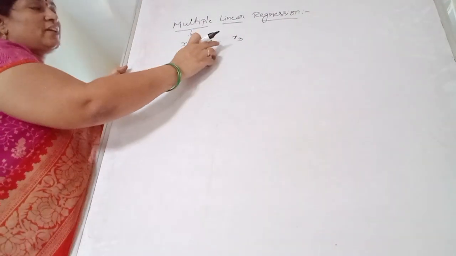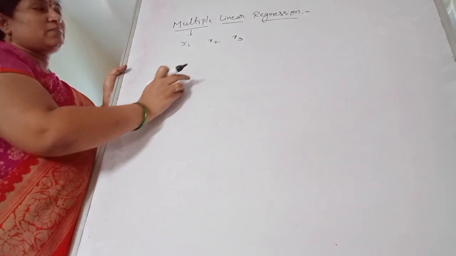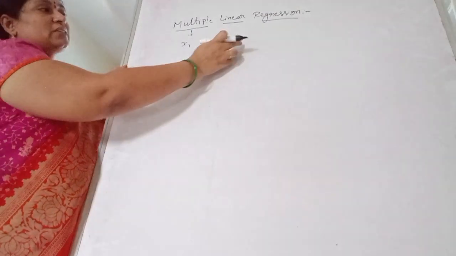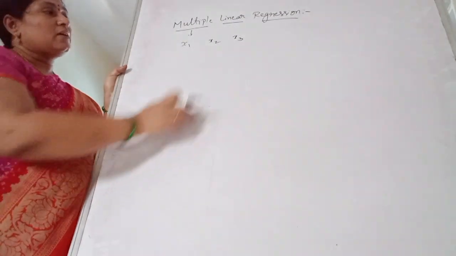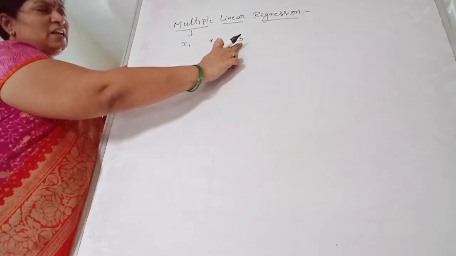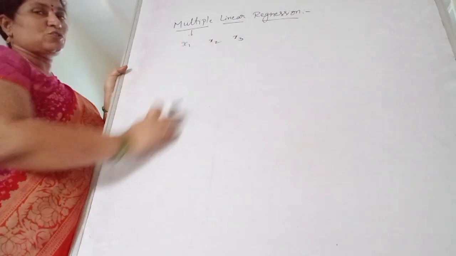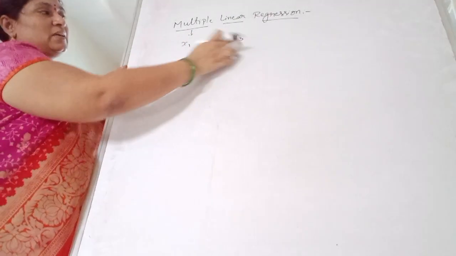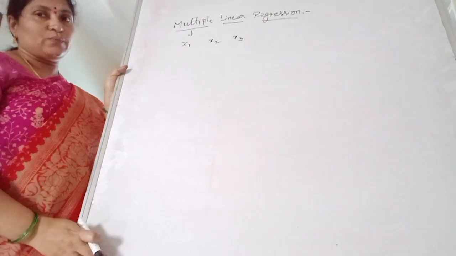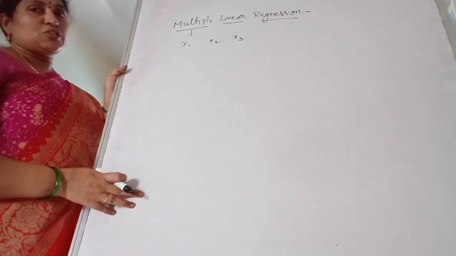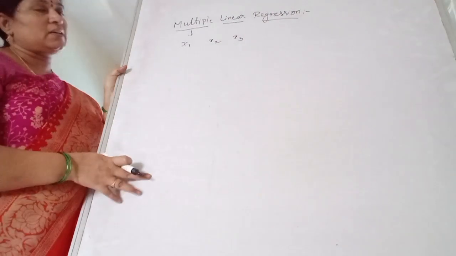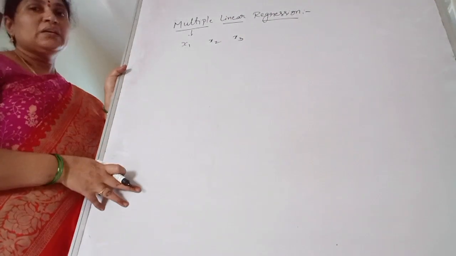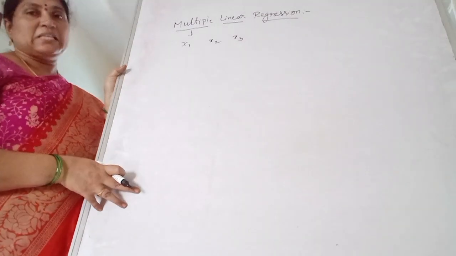The regression line of x2 on x1 and x3 means that x2 is dependent on x1 and x3. Similarly, the regression line of x3 on x1 and x2 means that x3 depends on x1 and x2. So what is that relationship? How do we establish the relationship between three or more variables? First we discuss the linear relationship between these three variables.